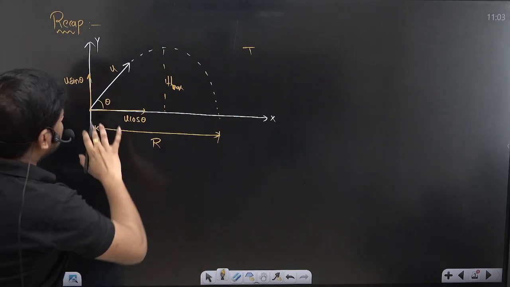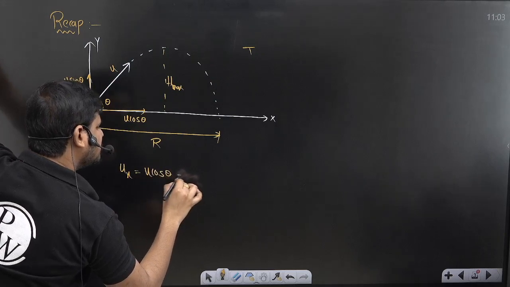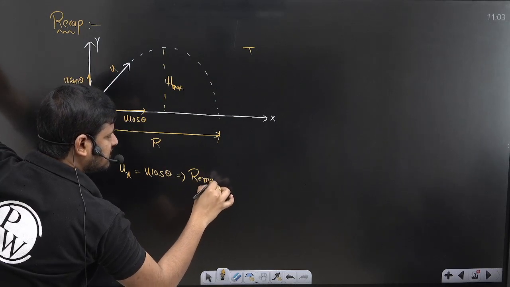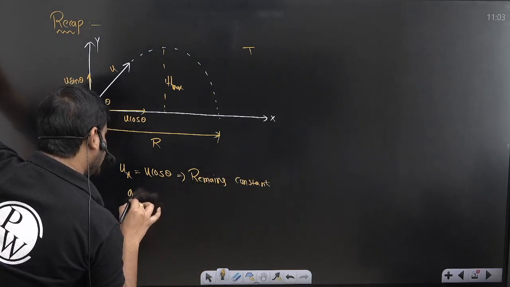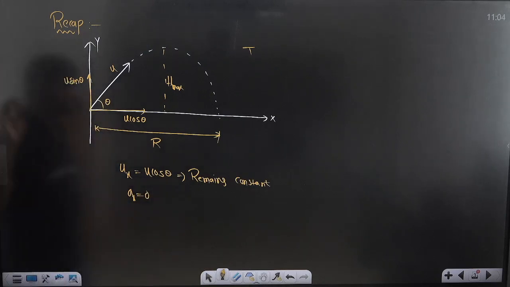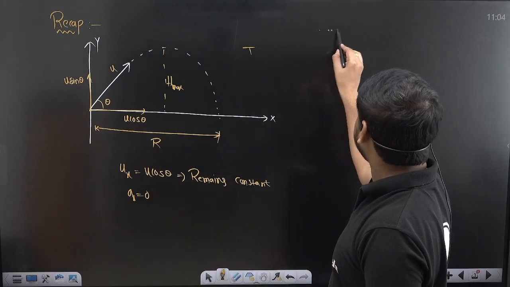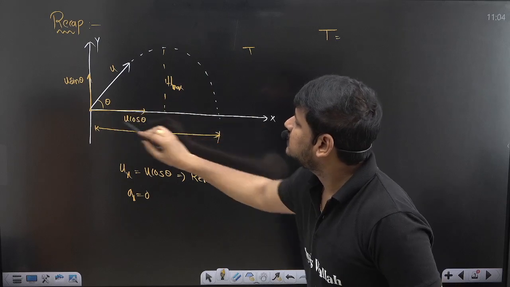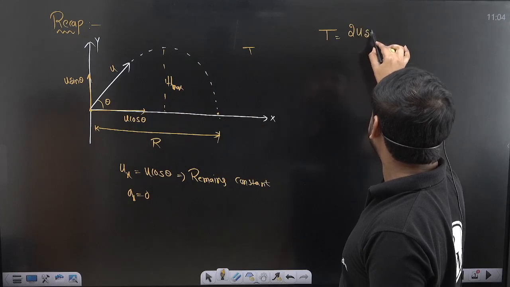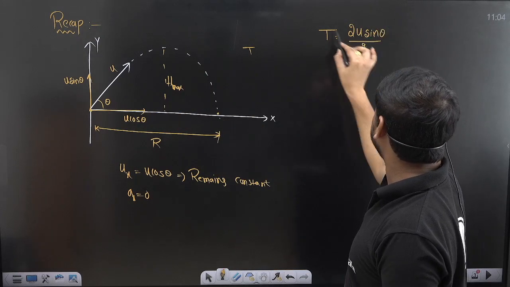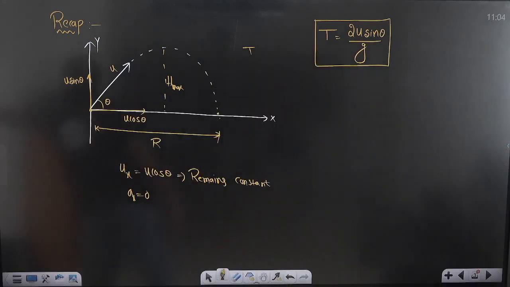At any point on the projected body, ux, the horizontal component of the velocity, u cos theta, remains constant, so it will never change. That's why throughout the projectile motion, the acceleration in the x direction is 0. These are the basic things we have already seen. The time taken by the body to reach from here to here is called the time of flight, which is nothing but 2u sin theta by g.